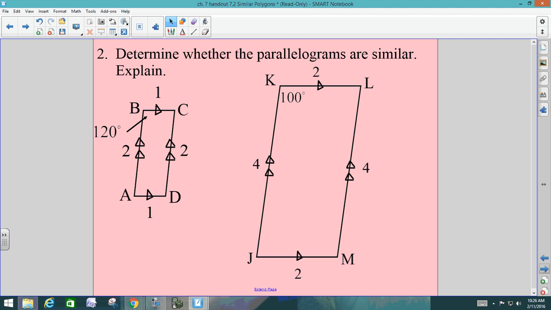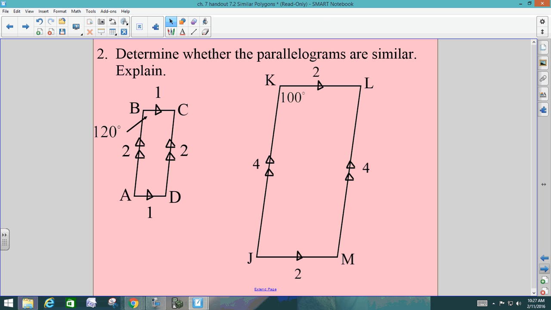Numero 2. Determine whether these parallelograms are similar. Well, they're the same shape. They say they're both parallelograms. And one's bigger than the other one. Good. Your angles aren't congruent. If the angles aren't congruent, they're not similar.